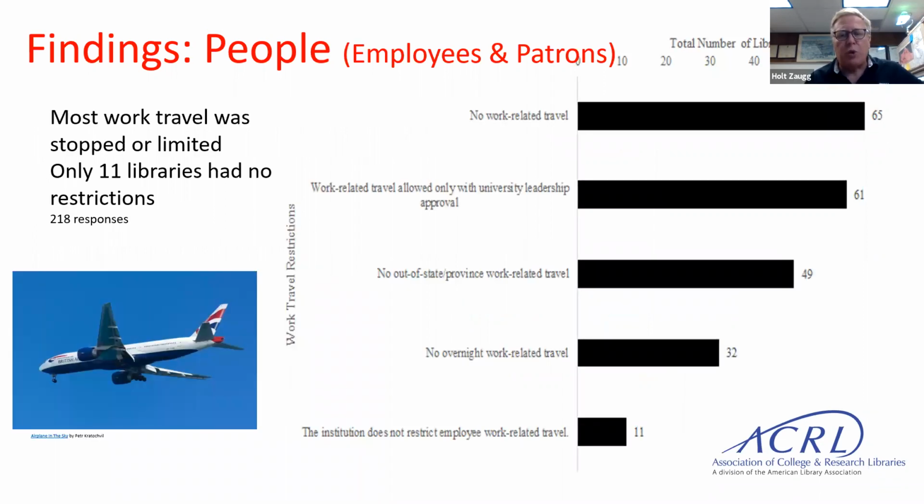At the institution, what type of work travel restrictions, and we're not discussing commuting to and from work, but rather the work travel that's connected to the library and the university. Overwhelmingly, the work travel was stopped, that there was no work travel allowed, or if it was allowed, it had to be approved by university leadership, or there was no out of state or out of province travel allowed, or no overnight travel allowed. There were 11 institutions that didn't restrict overnight travel. But when you think about how many of the library meetings and conferences switched to an online format, there really wasn't a whole lot to travel to.